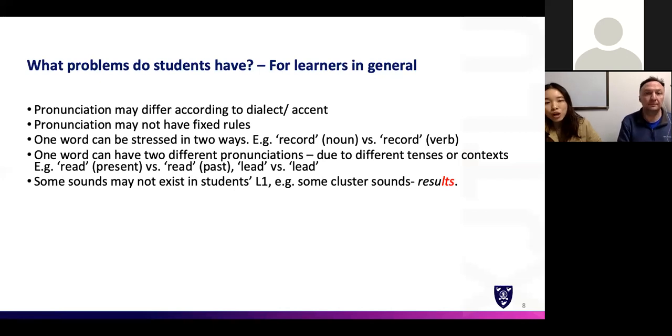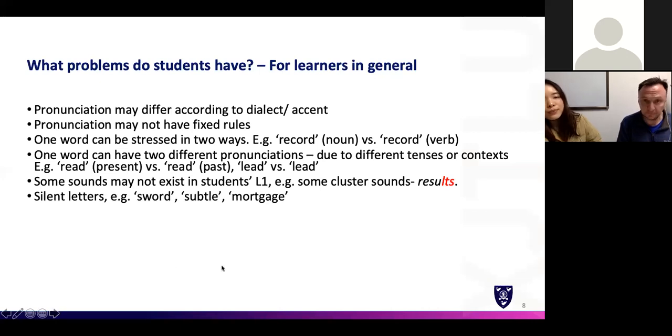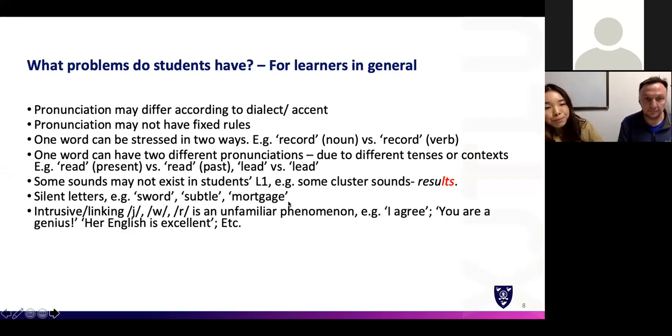Some sounds do not exist in students' L1. For example, some cluster sounds in English, like results, which can be difficult for some students to pronounce. And we have some silent letters in English, for example, sword, subtle, mortgage. I believe this is common for learners who study English, and at least in my class, I often notice that a lot of students cannot pronounce them correctly. So for example, they can say sword or subtle or mortgage, okay, like this.